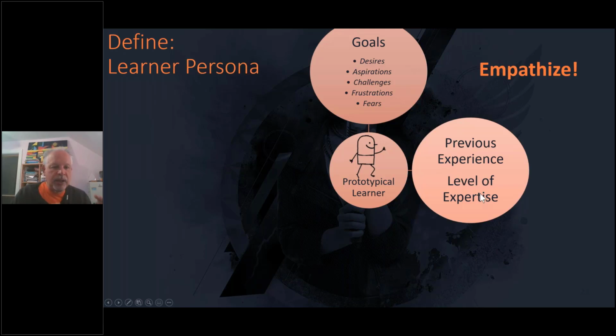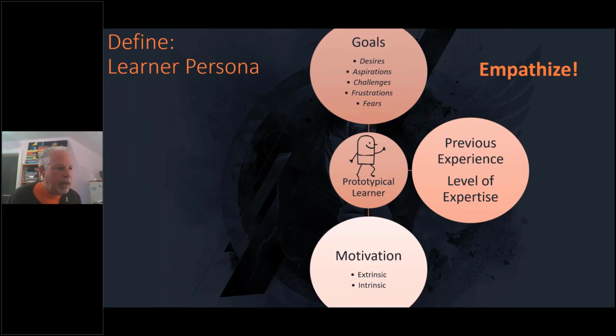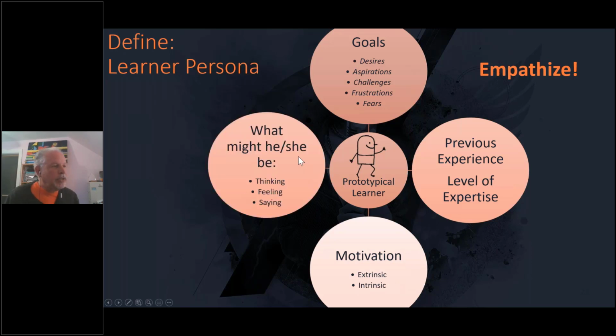Remember, you asked that question about how much structure? Well, part of it has to do with where they are in their process of learning a particular skill set. What are their motivations, intrinsic and extrinsic? And what might he or she be thinking? That's a design thinking phrase. What might he or she be feeling, what might they be saying, when they encounter this learning? There are tools for getting at this more deeply. Going through this process takes some time, I know, but by doing it, you make sure that your learning is going to be effective.